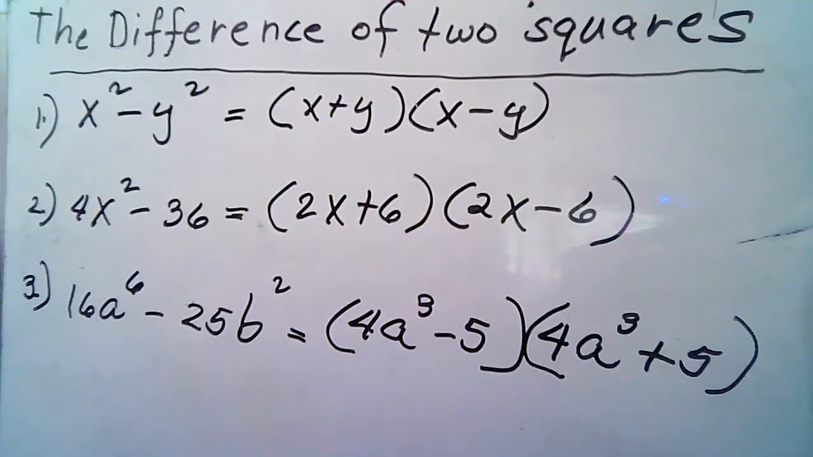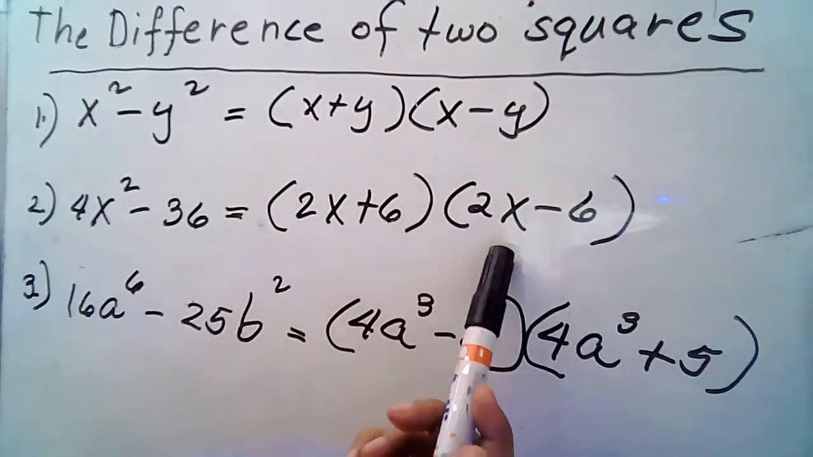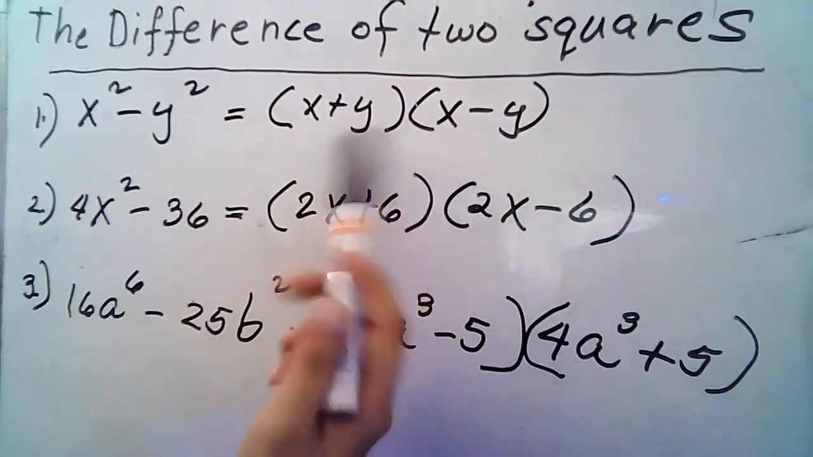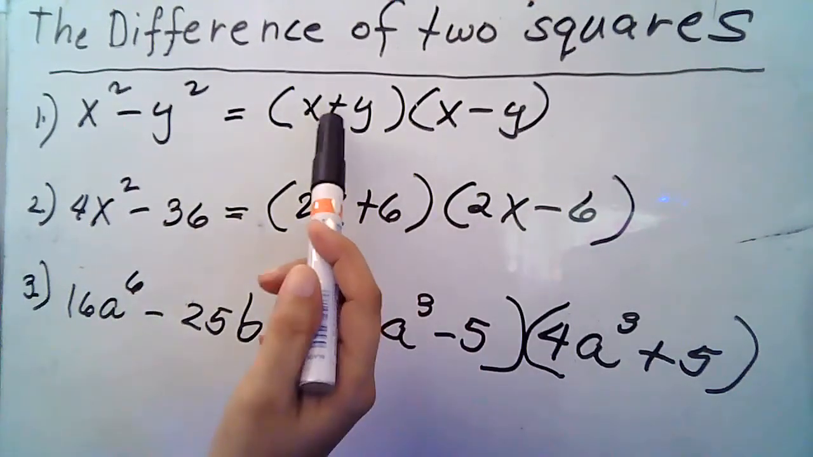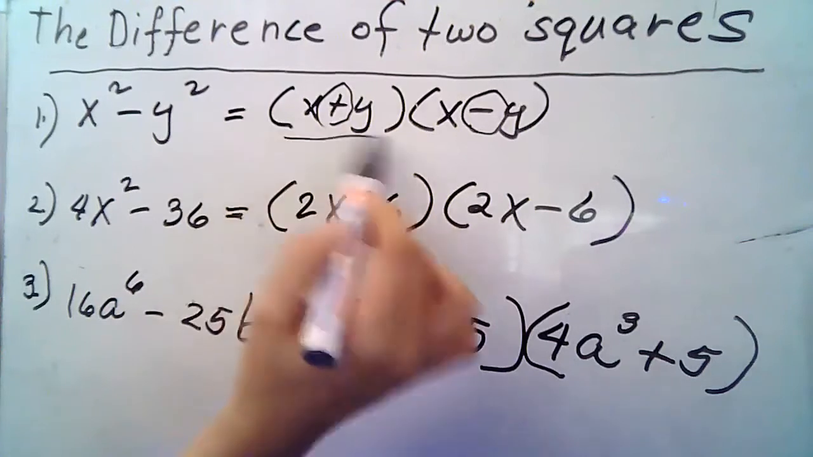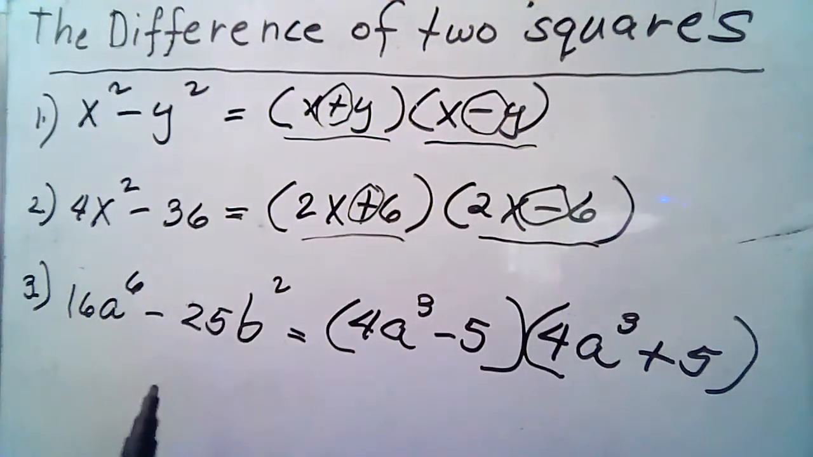Now, take a look at how these expressions are factored, how each relates to each other. Do you see any pattern? You may notice that each expression is factored as a product of two binomials, right? And the factors are the sum and difference of the same terms, right? Therefore, to factor any binomial of the form a squared minus b squared, that is the difference of two squares, we do these steps.